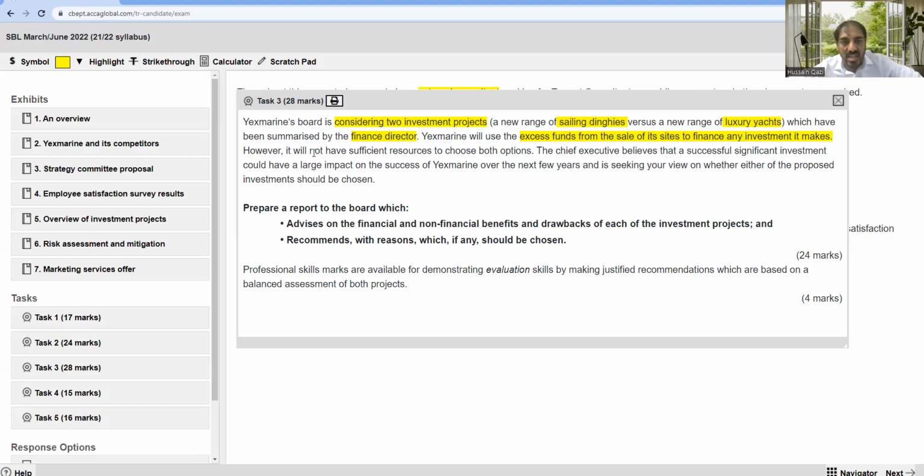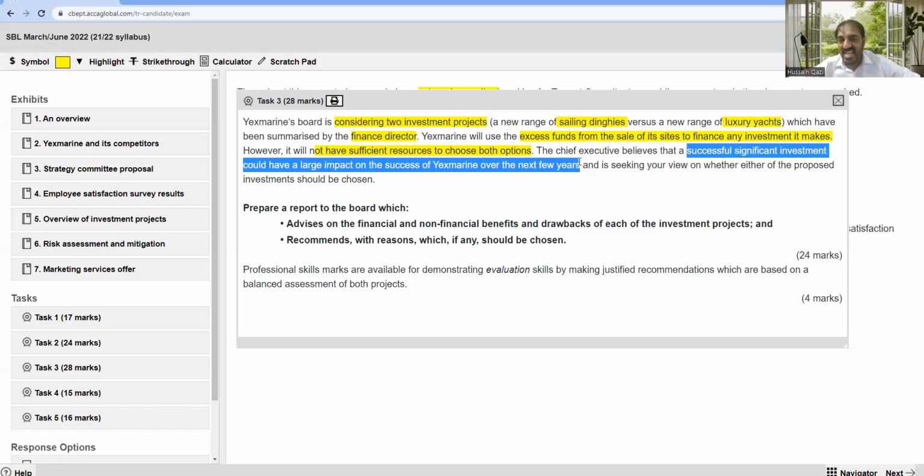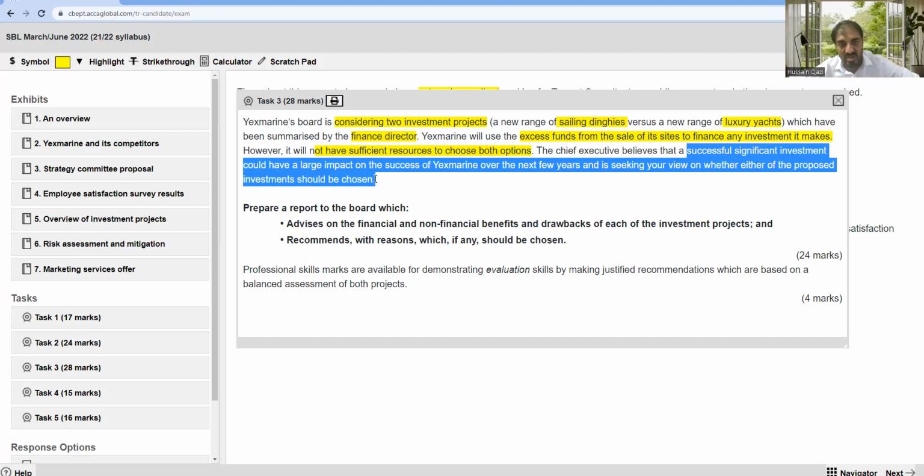Okay. However, it will not have sufficient resources to choose both options. Not resources to choose both. So it's an investment opportunity, so-called. They would like to opt for any one, whichever is more beneficial. The chief executive believes that a successful significant investment would have a large impact on the success of company X Marine over the next few years and is seeking your view on whether either of the proposed investments should be chosen. Okay, so our role as a consultant is to analyze and evaluate the situation and respond to them.